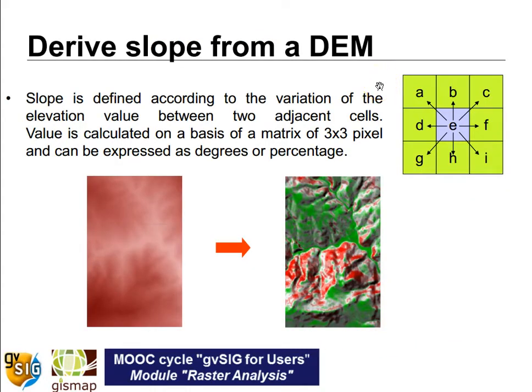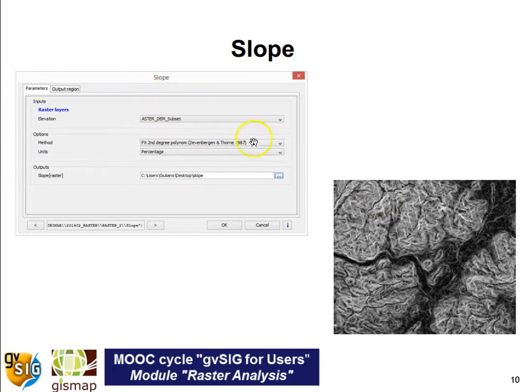You can also derive a slope. So according to your digital elevation model, you have a slope, and the slope is the steepest distance between one cell and one of the 8 surrounding it. And you can express it for sure in degrees or percentage. So in gvSIG, you set the elevation model, the method, the unit, as I told before, percentage or degree, and the output. And for sure, you see here the result is a grayscale, so the whitest pixel will be the steepest one.